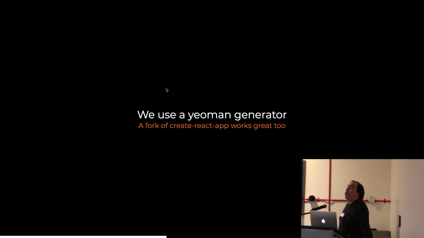So we use just a Yeoman generator to do that, and that works great for us. It just prompts you for all the options. We also have one for libraries. So if you make a new library, you go through the generator, and it configures it in the way that will work in our environment.